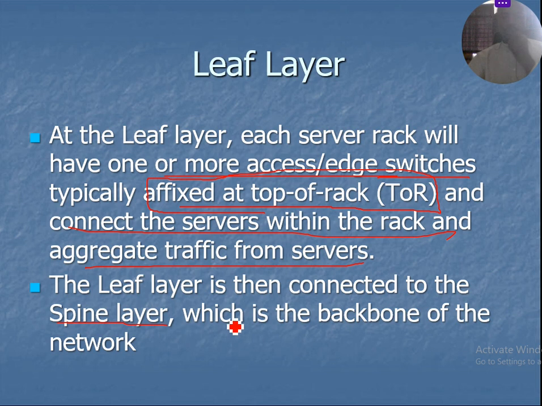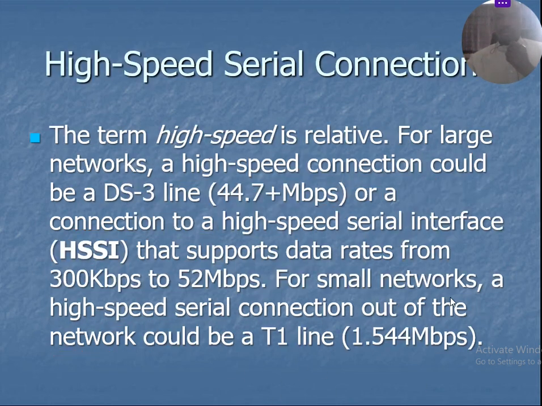After the leaf connection, we go to the spine layer in the data center. The spine layer is the backbone of the network in this regard. Remember, in the three-tier layer, we say the core is the backbone. But in the two-tier layer for the data center, we say the spine is the backbone of the entire system. Are you with me? Okay, good. Now let's move on to the next thing. Now let's talk about the high-speed serial connection that has to come with the data center.